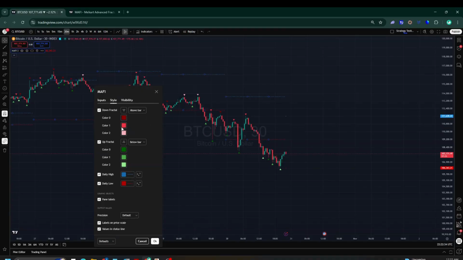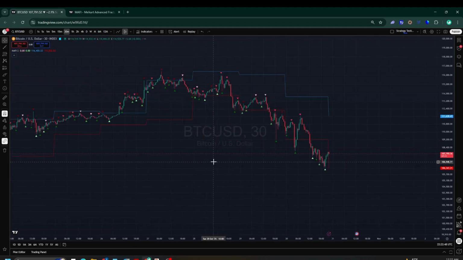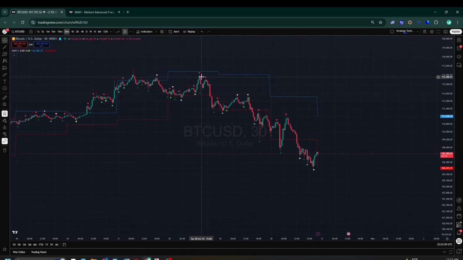These are the colors. You can change them if you'd like. And these are the daily highs and lows. Sometimes, personally, if I'm scalping, I really use this a lot. So I go and put a line, and that will show me exactly what's happening. So we can see since this high, every day Bitcoin is trending lower.